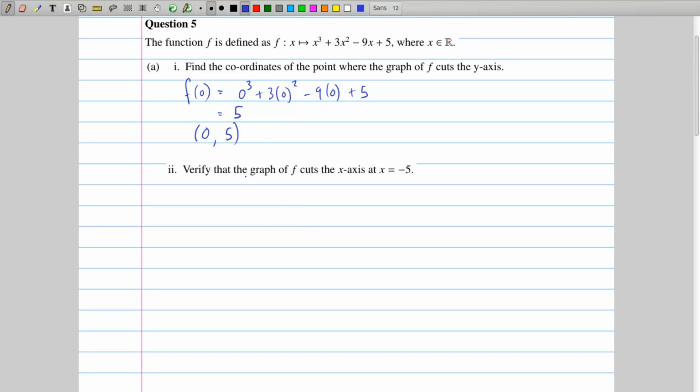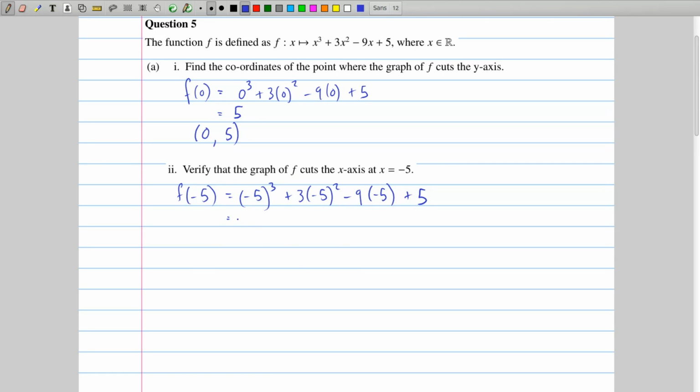We are then asked to verify that the graph of f cuts the x-axis at x equals minus 5. Now we already know that a point on the y-axis has an x-coordinate of 0, and it's also true that any point on the x-axis has a y-coordinate of 0. So what we're hoping to verify is that f of minus 5 equals 0. We substitute x as minus 5 and see what we get. So f of minus 5 is minus 5 cubed, plus 3 times minus 5 squared, minus 9 times minus 5, plus 5.